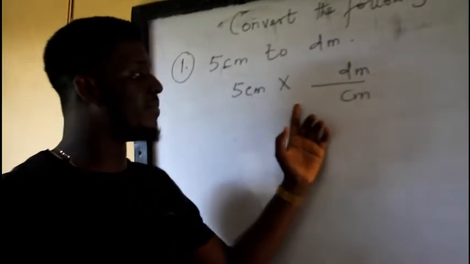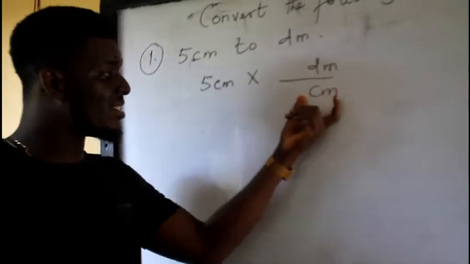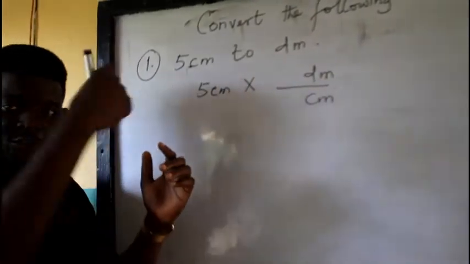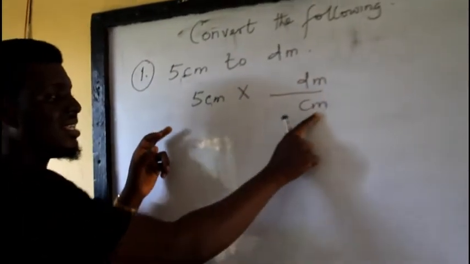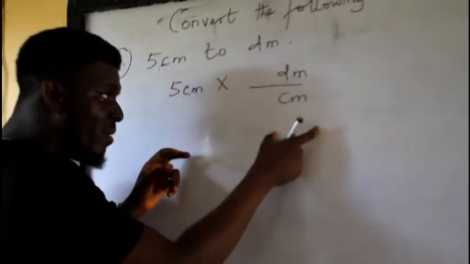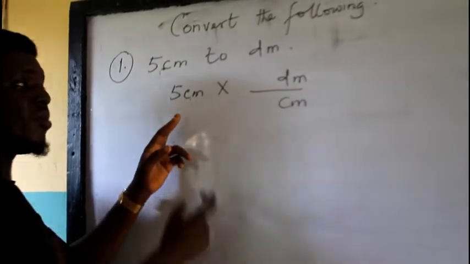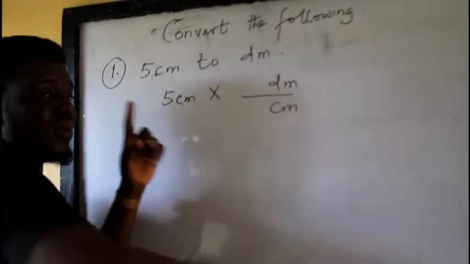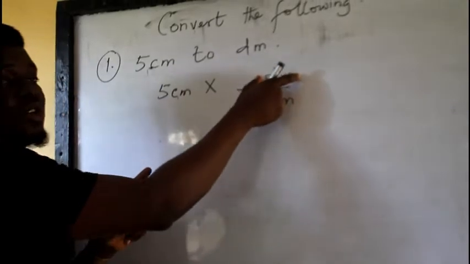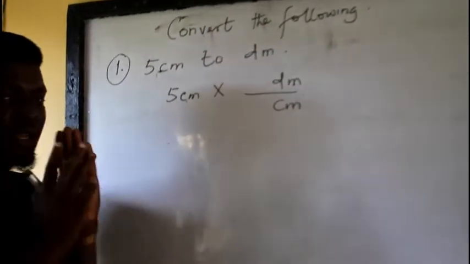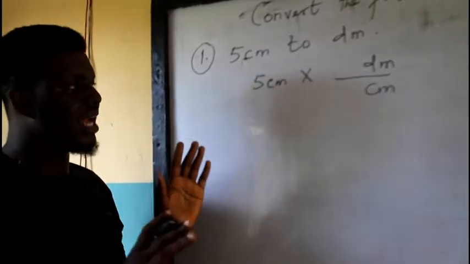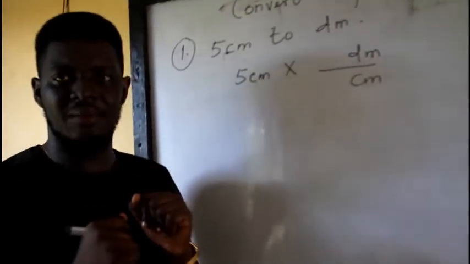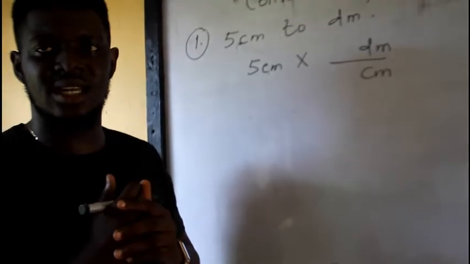5 centimeter multiply dash. You have your centimeter because you are converting from centimeter to decimeter. So the centimeter comes to the denominator, while the decimeter that we are converting to comes to the numerator. So please, you note that first. That's the first thing I want you to do. After doing that, calm down for me to take you to the next level.